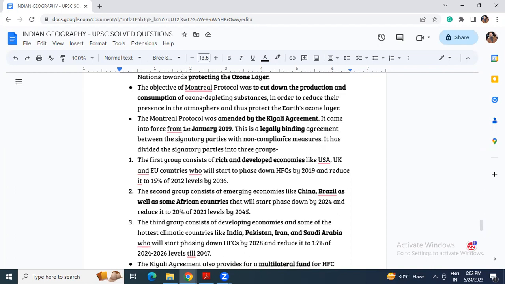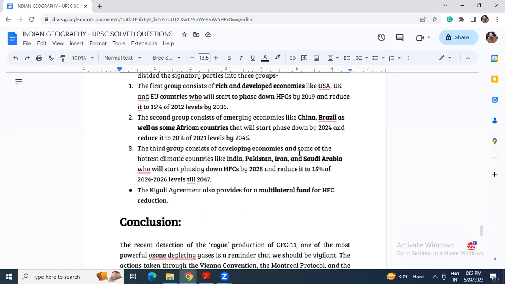The first group consists of rich and developed economies like the USA, UK, and EU countries, which will start to phase down HFC, hydrofluorocarbon, by 2019 and reduce it by 15% of 2012 levels by 2036. So HFC production and use are to be decreased by 15% from 2012 levels, for the rich and developed economies like the USA, UK, and EU.